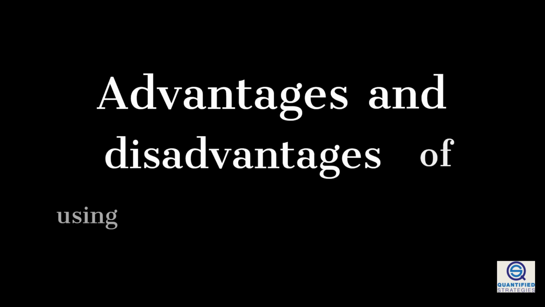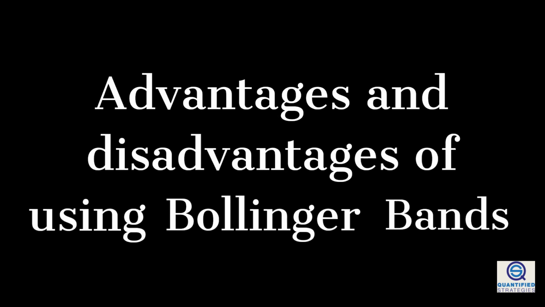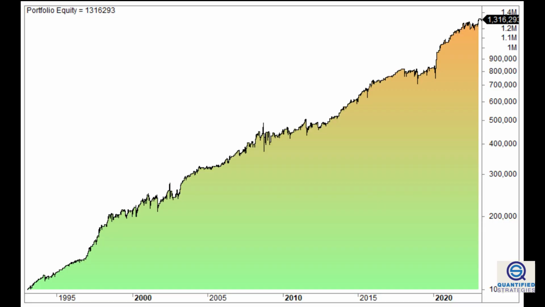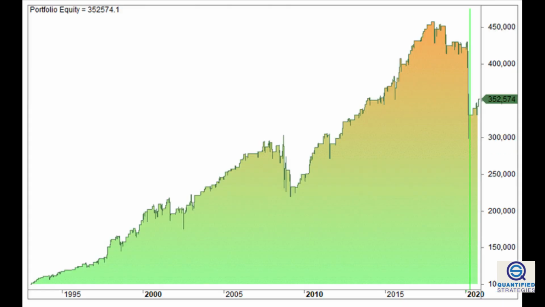Advantages and disadvantages of using Bollinger Bands. As with any trading indicator, the Bollinger Bands have their pros and cons. Also, what are some common mistakes that traders make when using Bollinger Bands? The biggest advantage is that the bands are easy to understand and interpret, and give a clear understanding of the volatility. It might also indicate future trend directions. And as you saw in our last backtest, we used Bollinger Bands to create a very good strategy.